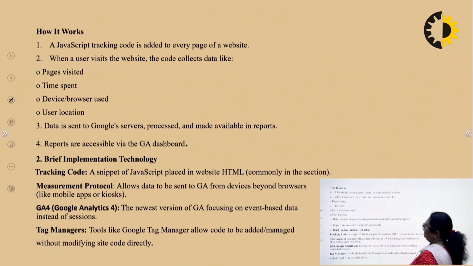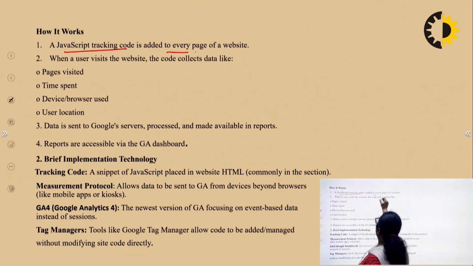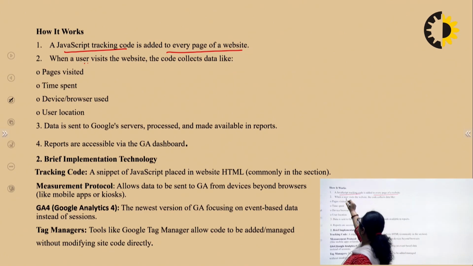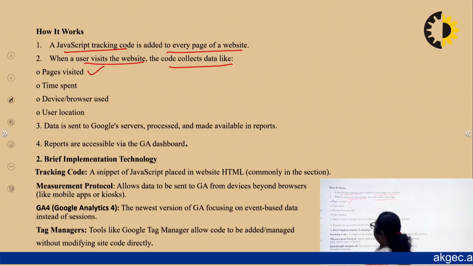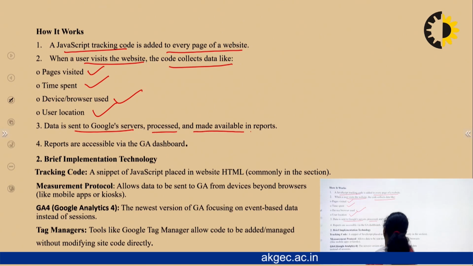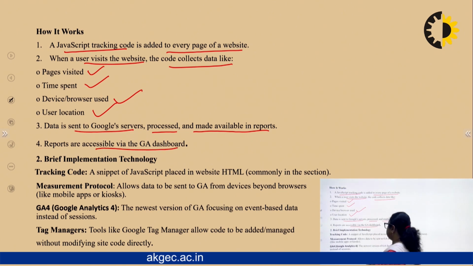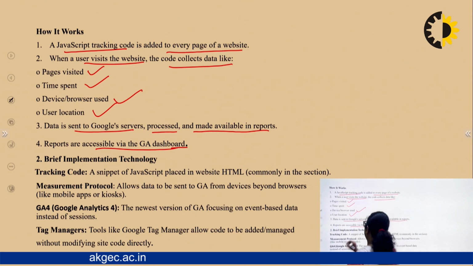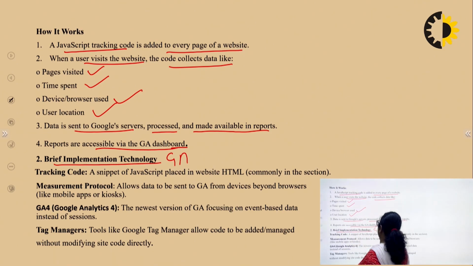So how does Google Analytics work? Google Analytics is basically a JavaScript tracking code which is added to every page of the website. When users visit a website, the code collects all the data like pages visited, time spent, device used, and location. The data is sent to Google servers, processed, and made available in reports. Reports are accessible through the Google Analytics dashboard.